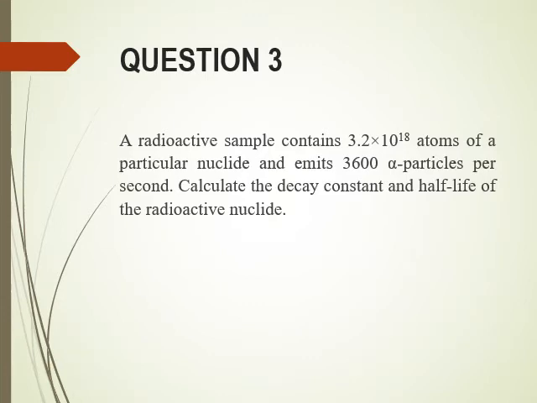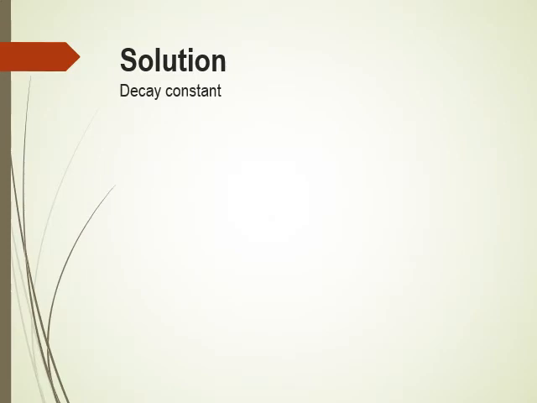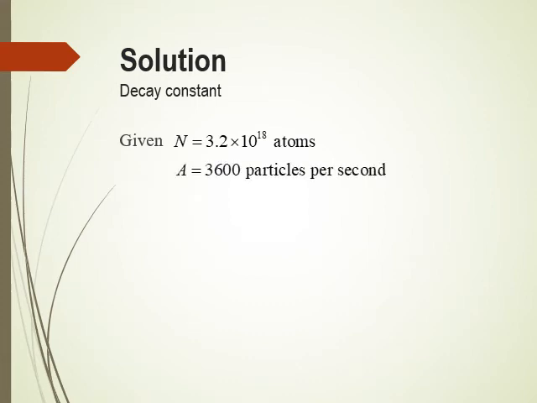Question 3. A radioactive sample contains 3.2 times 10 to the power of 18 atoms of a particular nuclide and it emits 3,600 alpha particles per second. Calculate the decay constant and half-life of the radioactive nuclide. If we go through the question again, you'll see that the question gives you N equals 3.2 times 10 to the 18 atoms, A equals 3,600 particles per second.